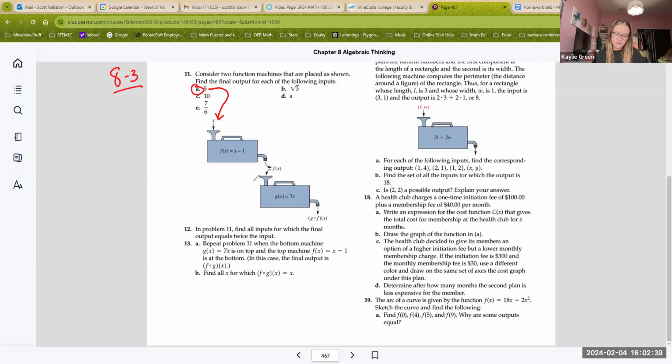So for A, I followed the little visual. It helped a lot. So for A, x equals 5. So I input that into the little machine. And I got, would it be f of 5 equals 5 minus 1? That's correct. Yeah, you could write it that way. f of 5 equals 5 minus 1.